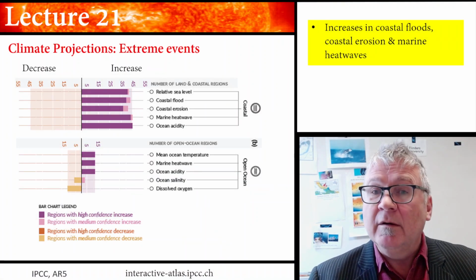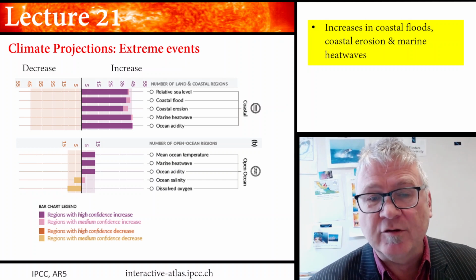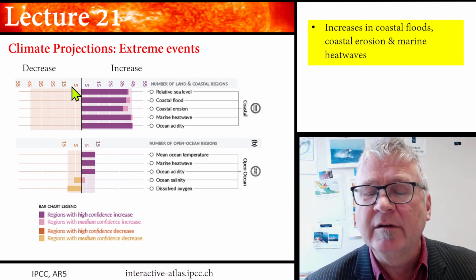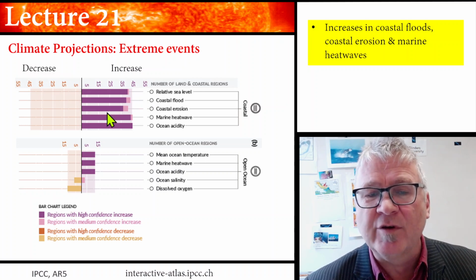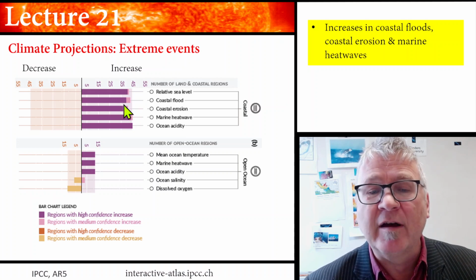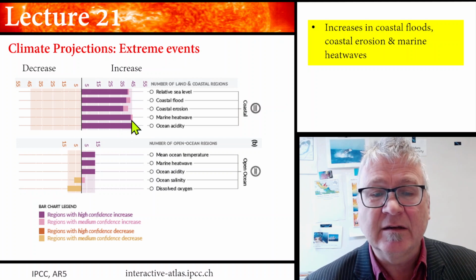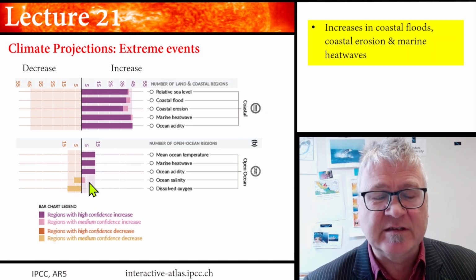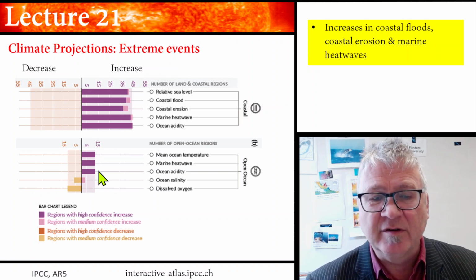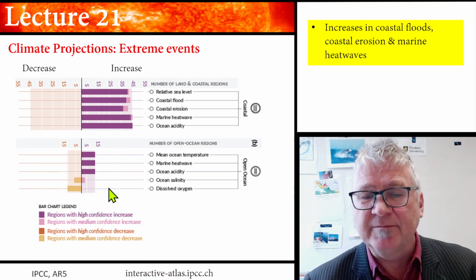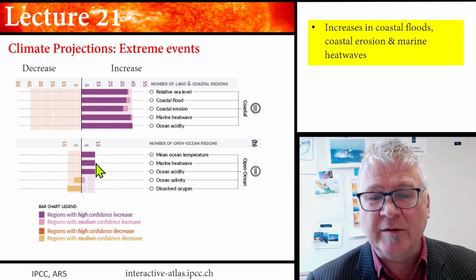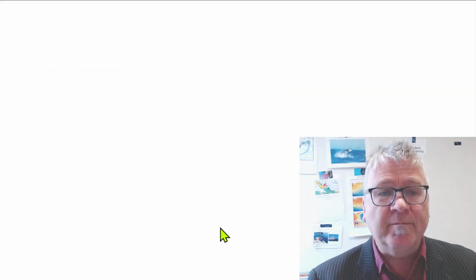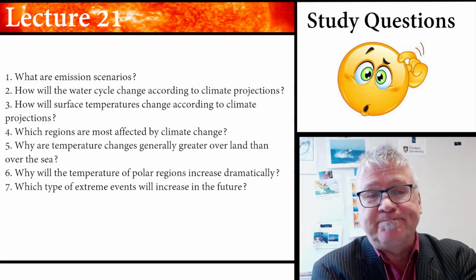Okay. There's even more. I almost forgot about that. Coastal relative sea level, high confidence of an increase. Coastal flood, high confidence in an increase. Coastal erosion, high confidence. Marine heat wave, high confidence. Ocean acidity, high confidence. Okay. And in the open ocean also some features. That's about ocean acidification, dissolved oxygen levels, marine heat waves, mean ocean temperature. Sorry about that. Okay, so study questions.